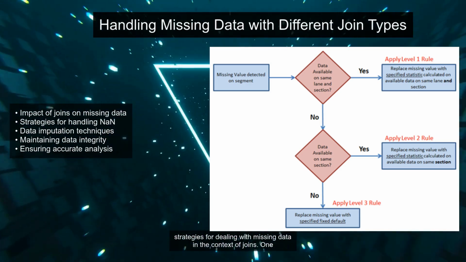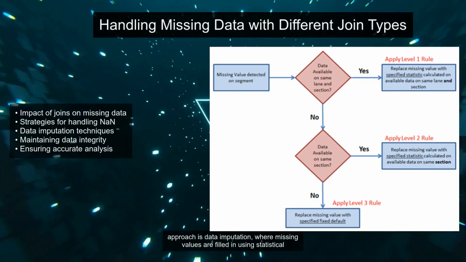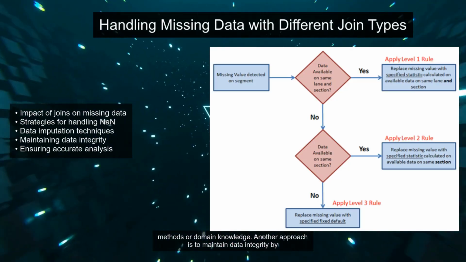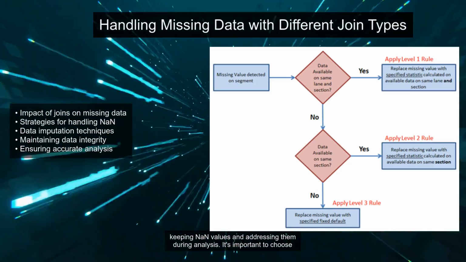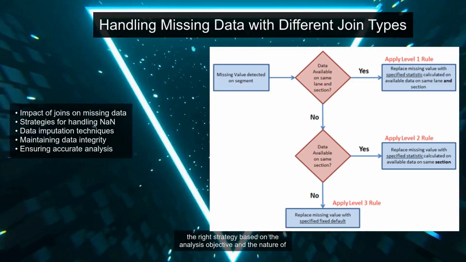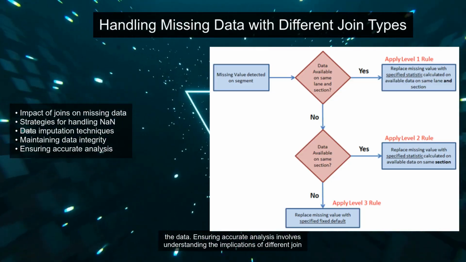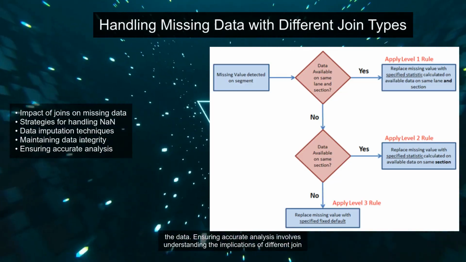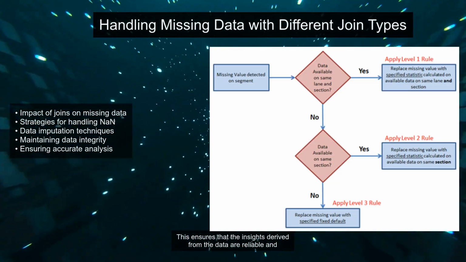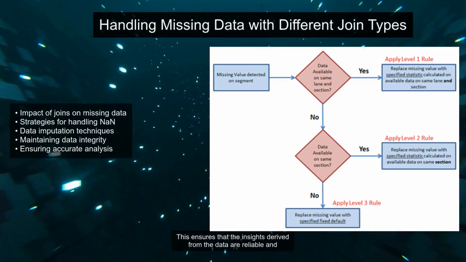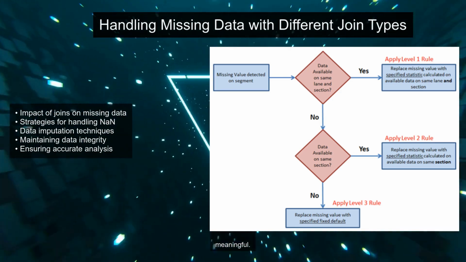There are several strategies for dealing with missing data in the context of joins. One approach is data imputation, where missing values are filled in using statistical methods or domain knowledge. Another approach is to maintain data integrity by keeping NaN values and addressing them during analysis. It's important to choose the right strategy based on the analysis objective and the nature of the data. Ensuring accurate analysis involves understanding the implications of different join types on missing data and applying appropriate techniques to manage it effectively. This ensures that the insights derived from the data are reliable and meaningful.